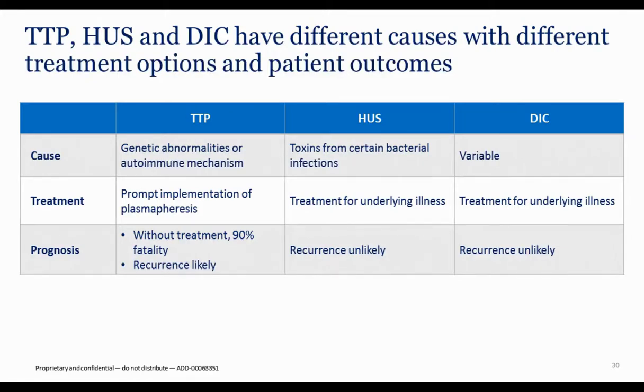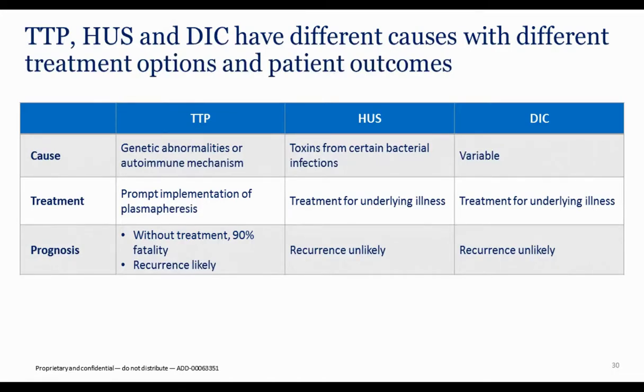Some of the differences between TTP and HUS: TTP is generally congenital, or it can be acquired. It requires very prompt treatment, generally with plasmapheresis, which replaces the ADAMTS13 enzyme. In terms of prognosis, in the early days without treatment, it was about 90% fatal. But now, with the advent of plasmapheresis and so on, this number has been greatly reduced. The chance of TTP recurring, especially in the congenital form, is likely.